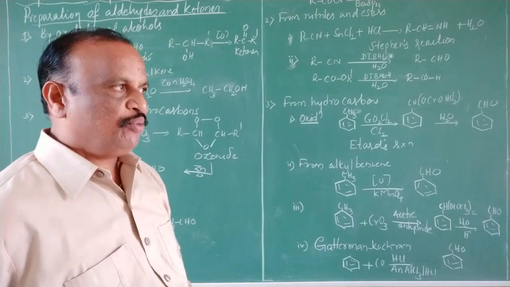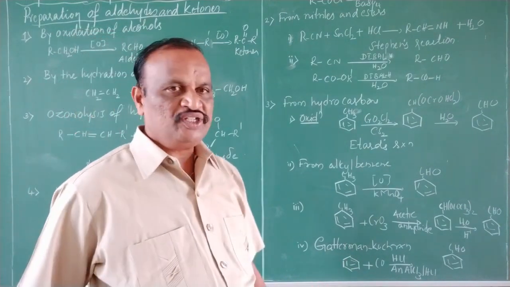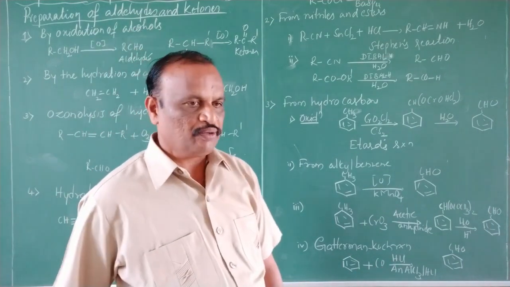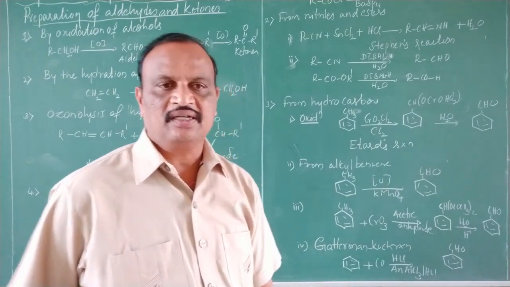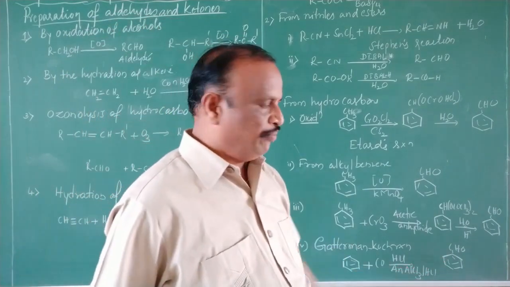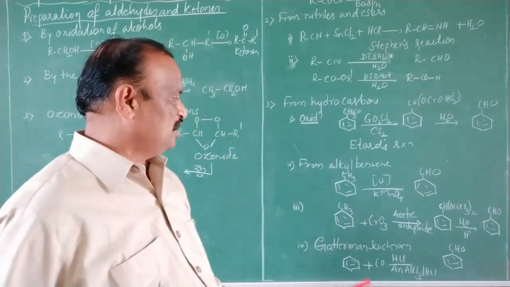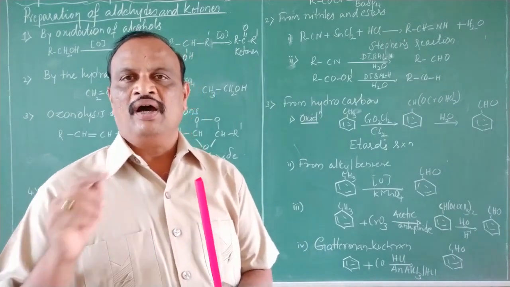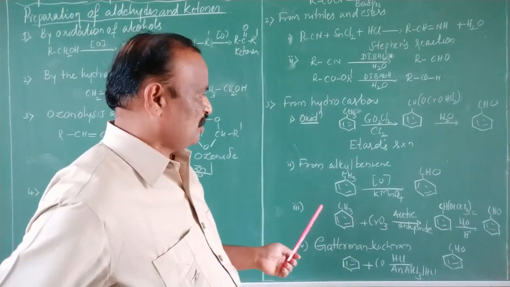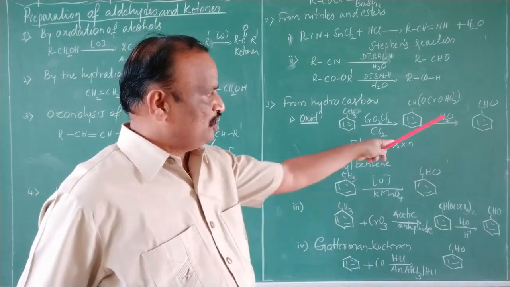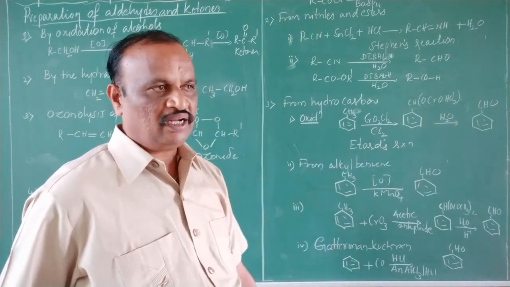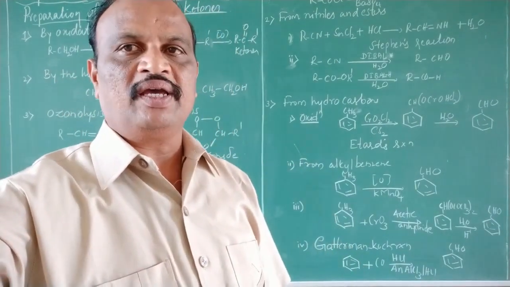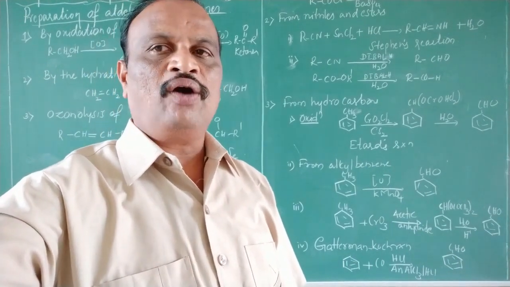Another one is the Gattermann-Koch reaction. Benzene when treated with carbon monoxide and HCl in the presence of anhydrous aluminum chloride gives benzaldehyde. This reaction is called the Gattermann-Koch reaction. You will also get benzaldehyde from alkyl benzene by chlorination followed by hydrolysis. So these are the methods by which you can prepare aromatic aldehydes. This is how aldehydes are prepared by different chemical reactions. Now let us see how ketones are prepared.